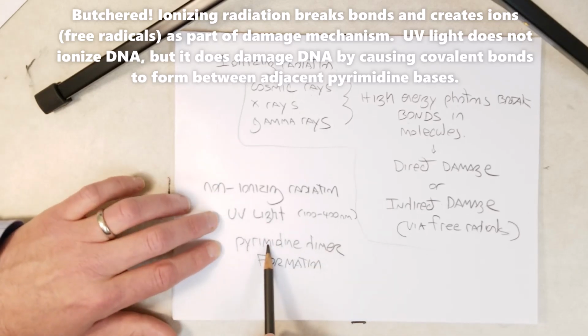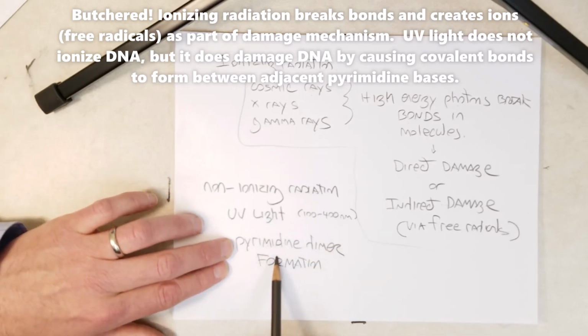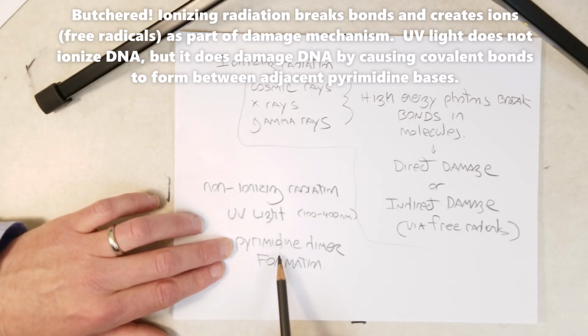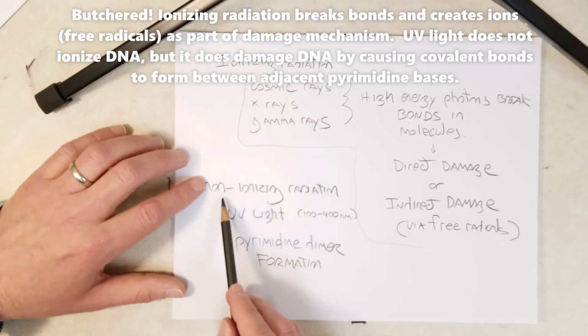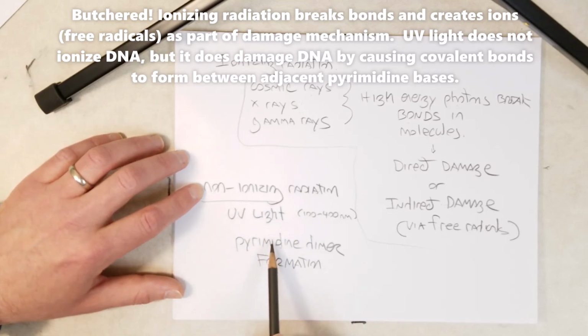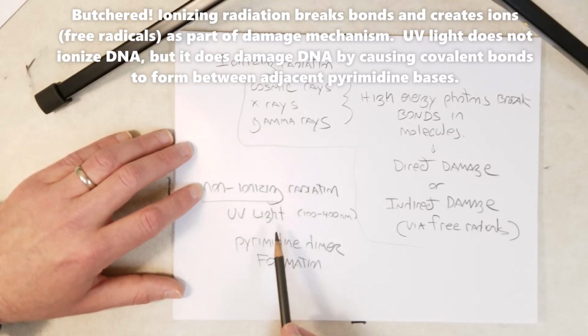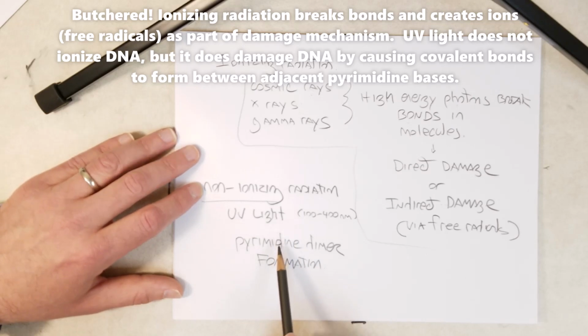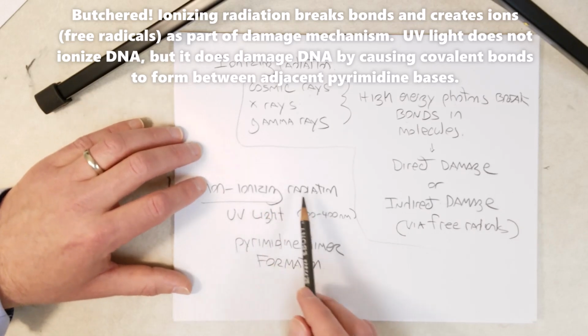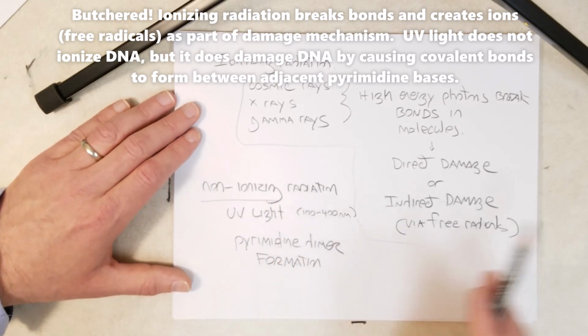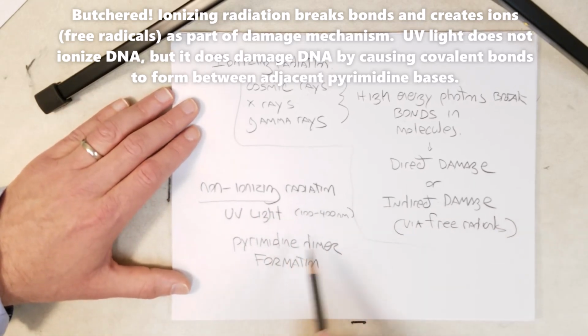Here we're not really breaking the bonds, but the nitrogenous bases in the pyrimidine nucleotides are absorbing the energy and the bonds are being rearranged. And that's why I believe geneticists call this a non-ionizing form of damage, or damage caused by non-ionizing radiation. We're not breaking the bonds, we are rearranging the bonds.